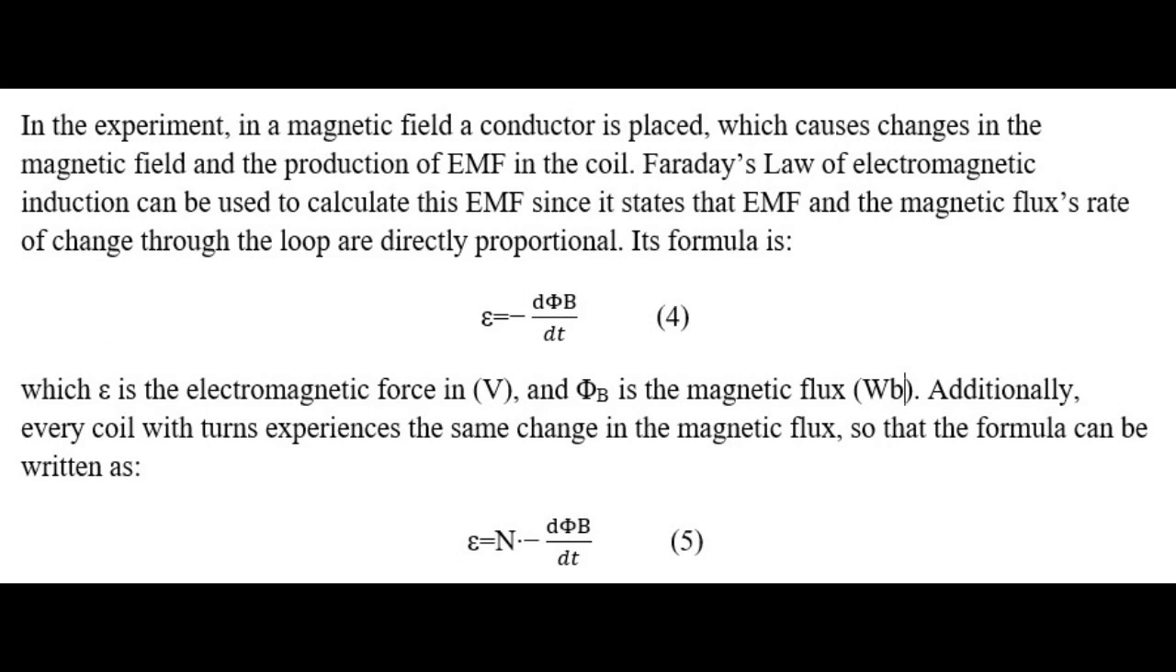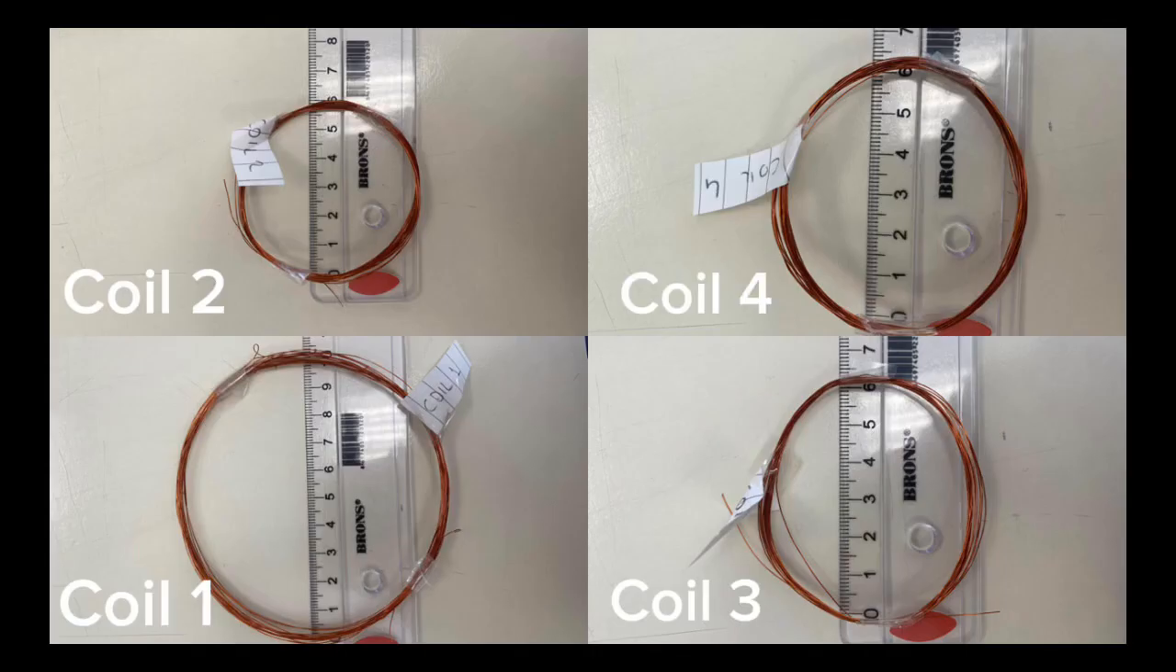Thus, Faraday's law suggests that when the turn number and radius of a coil are increased, induced voltage will be increased too. To analyze this, an experiment with 4 different coils was performed. First coil has 5 cm radius and 20 turns. Second coil has 3 cm radius and 20 turns. Third coil has 3 cm radius and 15 turns. And lastly, the fourth coil has 3 cm radius and 30 turns.